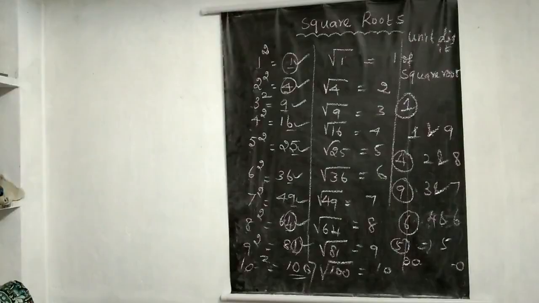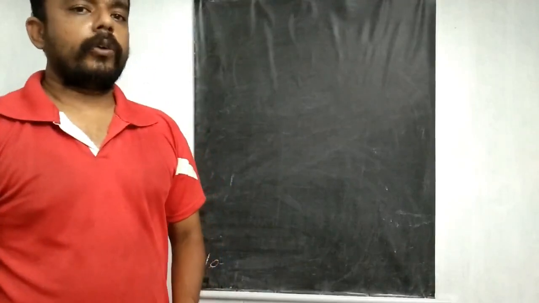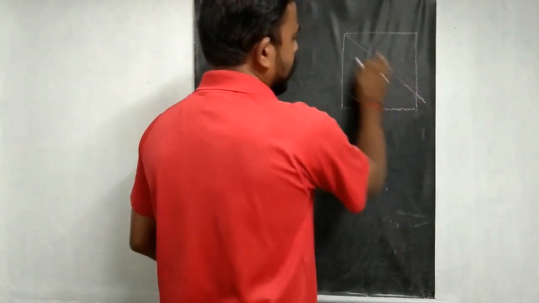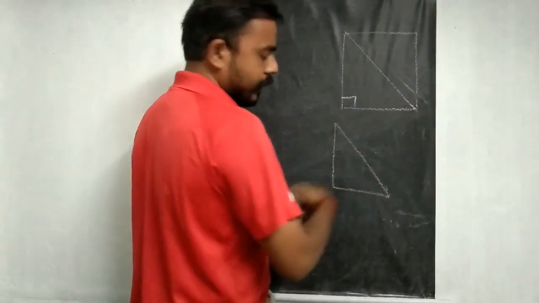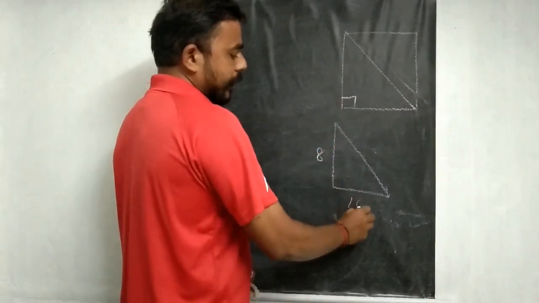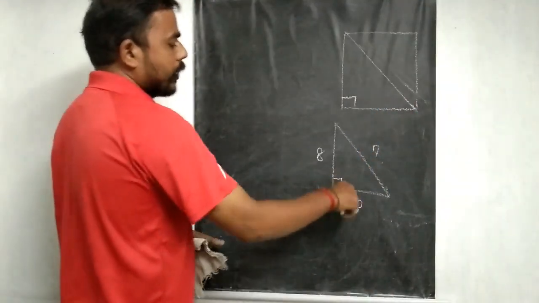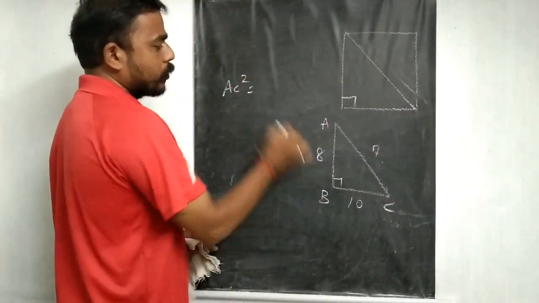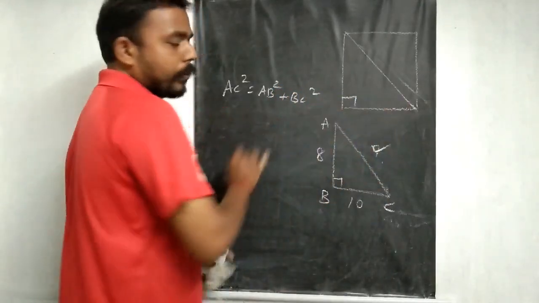Now we are going to find the square root of a number. Why do we need the square root of a number? Suppose this is a square with one diagonal introduced, so there is a 90 degree angle. Now consider this triangle, where the sides are 8 centimeters and 10 centimeters. Now we need to find the third side. Suppose the triangle is ABC. We already know that AC squared, the hypotenuse squared, equals the sum of the squares of the other two sides, AB squared plus BC squared. We can find this using the Pythagoras theorem.